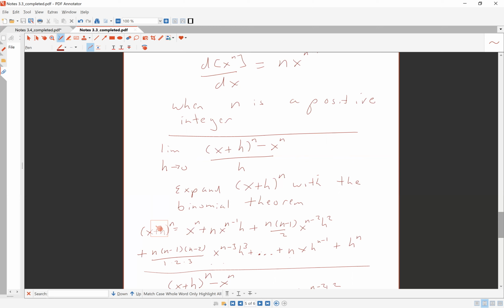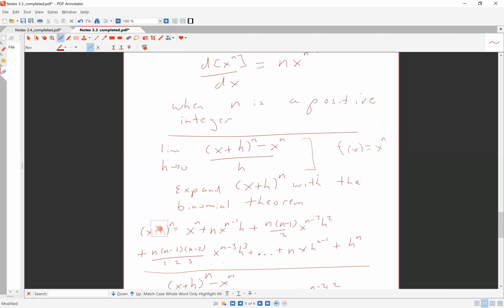So here is the definition of the derivative, right? It's x plus h to the n minus x to the n, all over h. In this case, my function f of x is equal to x to the n. I want to take the derivative of f of x equals x to the n, where I'm going to assume n is a positive integer. So there's the derivative function.